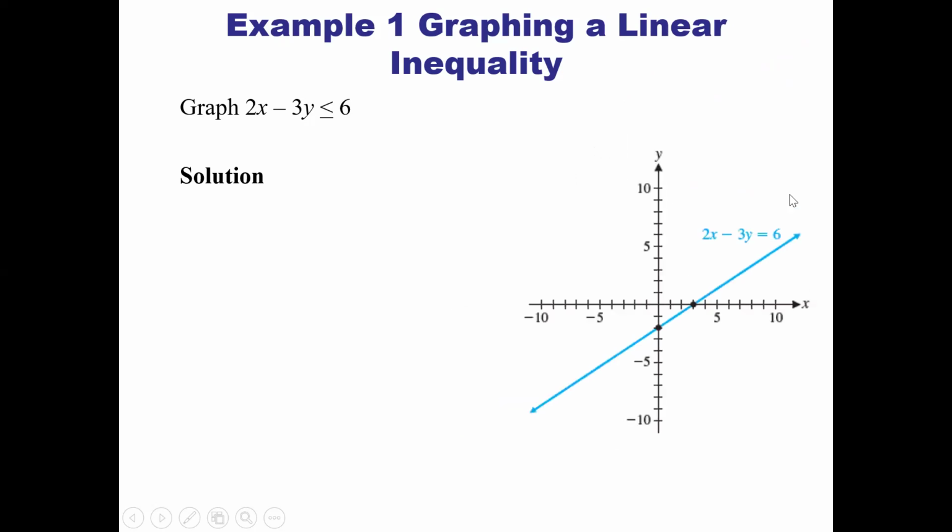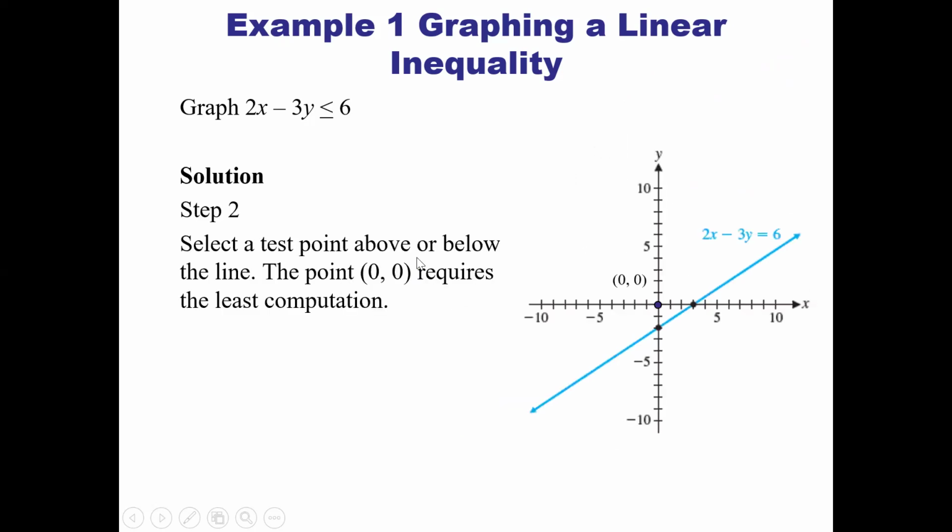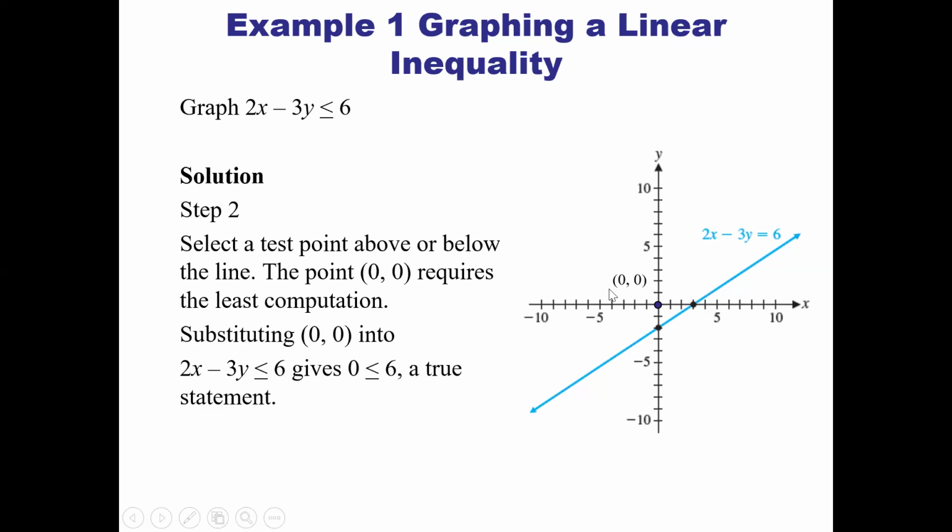Now, next step is to select a point above or below. Since 0, 0 is actually above it, let's use that one, because that's going to require the least computation. You plug in 0 and 0 and you get 0. Now, is 0 less than or equal to 6? Yeah, it is. And so that's a true statement.